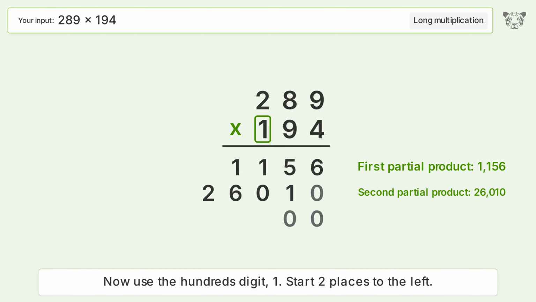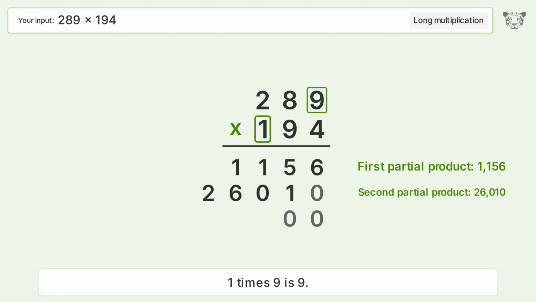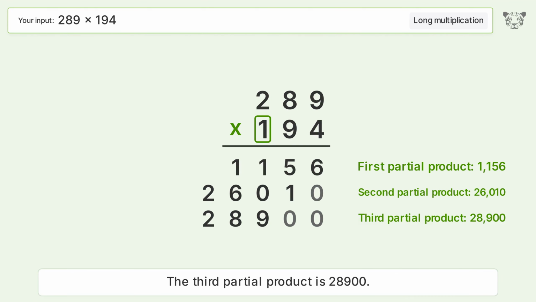Now use the hundreds digit, 1. Start two places to the left. 1 times 9 is 9. 1 times 8 is 8. 1 times 2 is 2. The third partial product is 28,900.